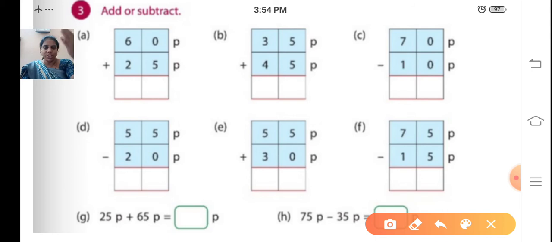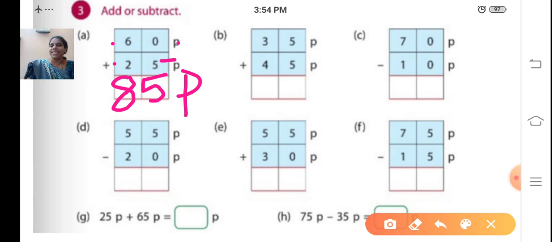It is already one below the other. So I'm having 60 paise, 25 paise. First, we are going to add 0 plus 5, 5. Write down 5. Next, add 6 plus 2. 6 in the mind, 2 on the finger. After 6, 7, 8. 85 paise, right? Addition and subtraction of paise is very easy. Just write one below the other and add.